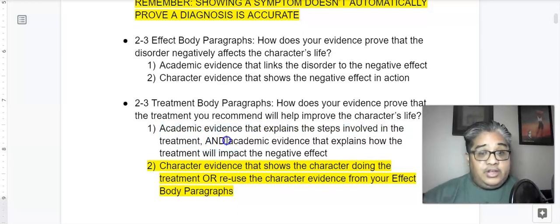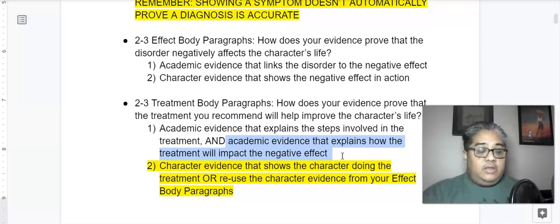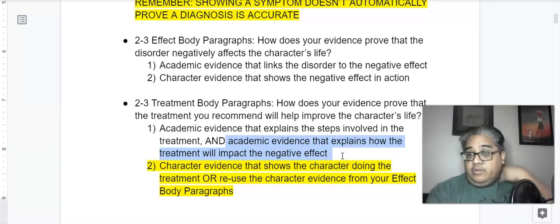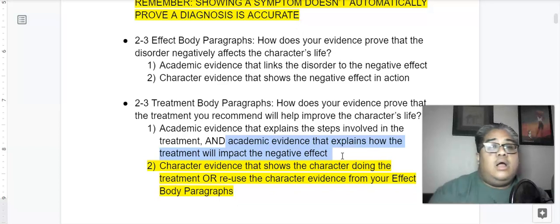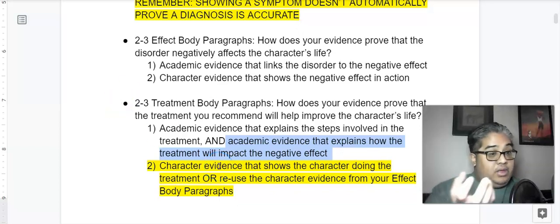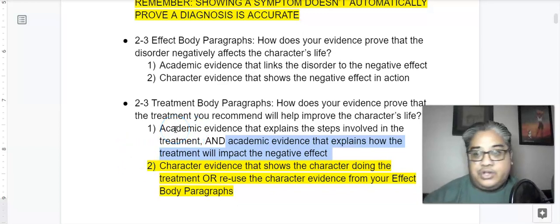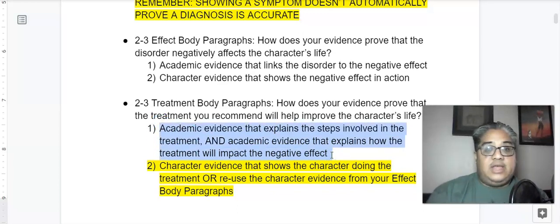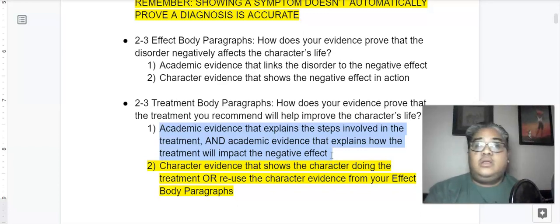And then also an additional piece of academic evidence that explains how the treatment will impact the negative effect, how it will improve the character's quality of life. What will the treatment actually do? How will it make things better, right? So you may get that all in one big source, or you may get that from multiple sources. You may get that in one quotation. You may get that in 2 quotations. But I would definitely recommend getting academic evidence that covers both those topics for your treatment body paragraphs.